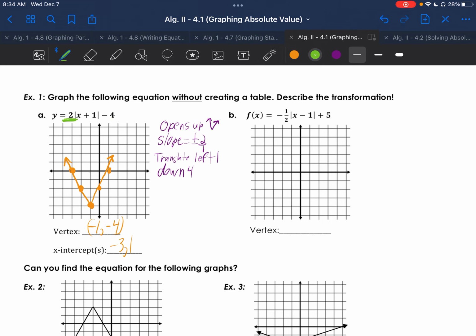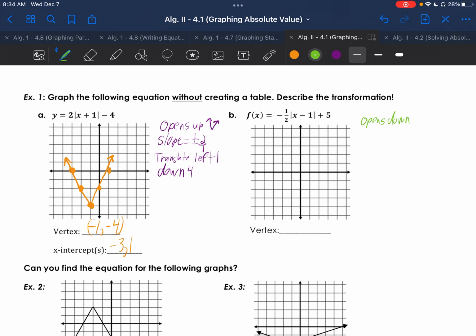So once again, we pulled all this information from the equation. The positive part of the 2 tells us it opens up. The fact that it's a 2 tells us that's a slope, positive, negative 2. The plus 1 tells us it's translated left 1. The minus 4 tells us it's down 4. So now I would recommend that you try letter B on your own.